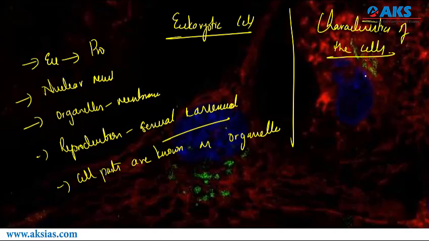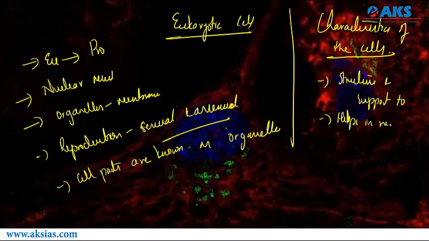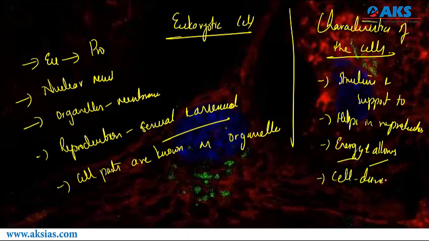The cell provides structure and support to the body of an organism. It helps in reproduction, which is a very important thing. It also provides energy, which is also very important. It provides energy, allows transport of substances, and facilitates cell division. All these things you can find in the characteristics of the cell.